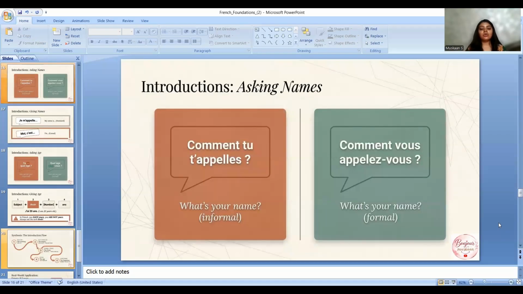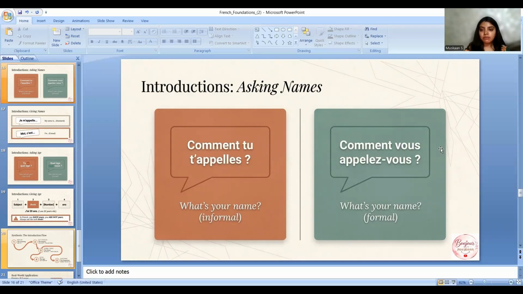Now let's see how to ask names. Now we know how to say how are you, right? Now let's see how to ask names, like what's your name. First is the informal way and next is the formal way. In the informal way, we say "Comment tu t'appelles?" Since tu is here, it will obviously be the informal way. "Comment tu t'appelles" means what's your name in the informal way.